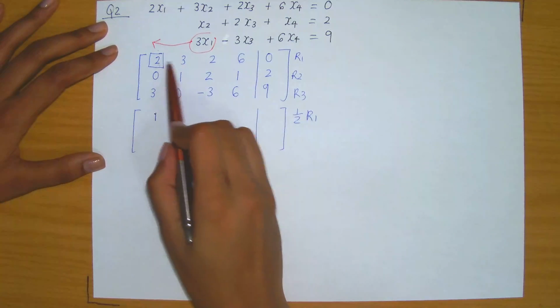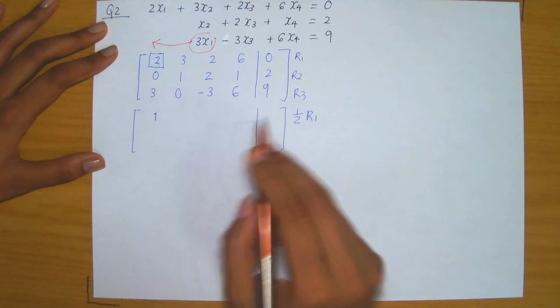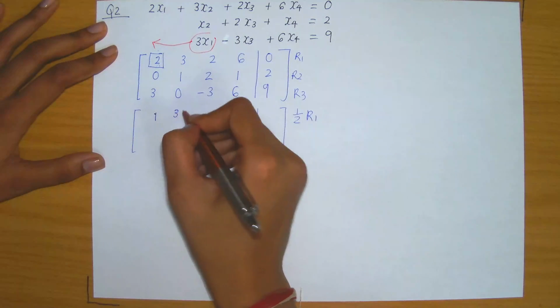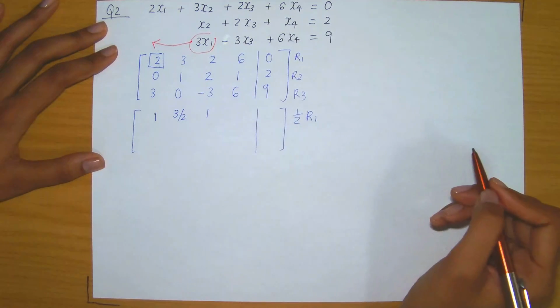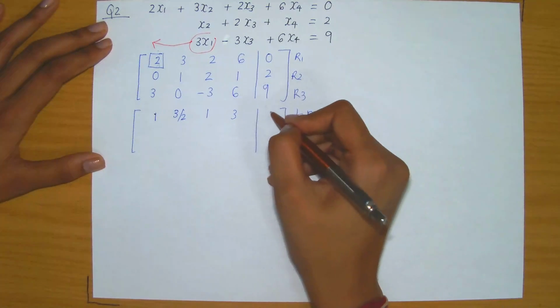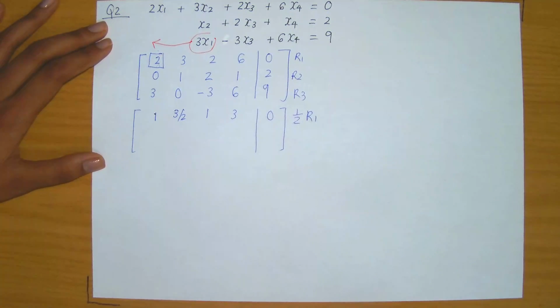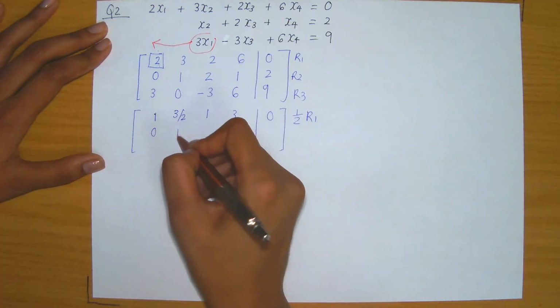So I need to do that for every entry in there. So 3 times half is 3 over 2, 2 times half is 1, 6 times half is 3, and 0 times half gives me 0. Right, so these are the entries that we now have and we're working with. I'm just going to copy down the next 2 rows. So I'm leaving it unchanged for now.